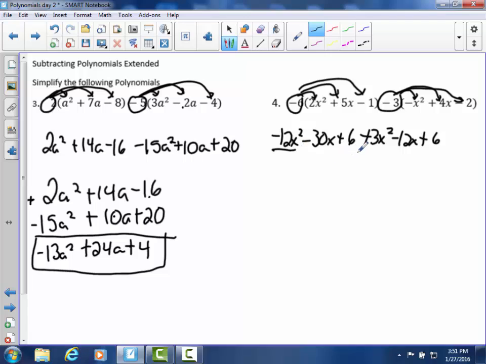We have like terms negative 12 plus 3. So that's going to be negative 9x squared. We have negative 30 minus 12 gives us negative 42x, and then 6 plus 6 is 12.